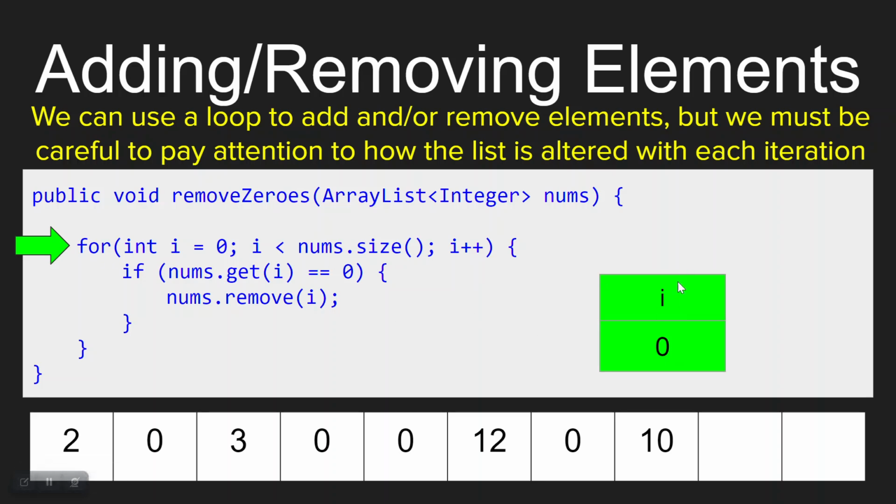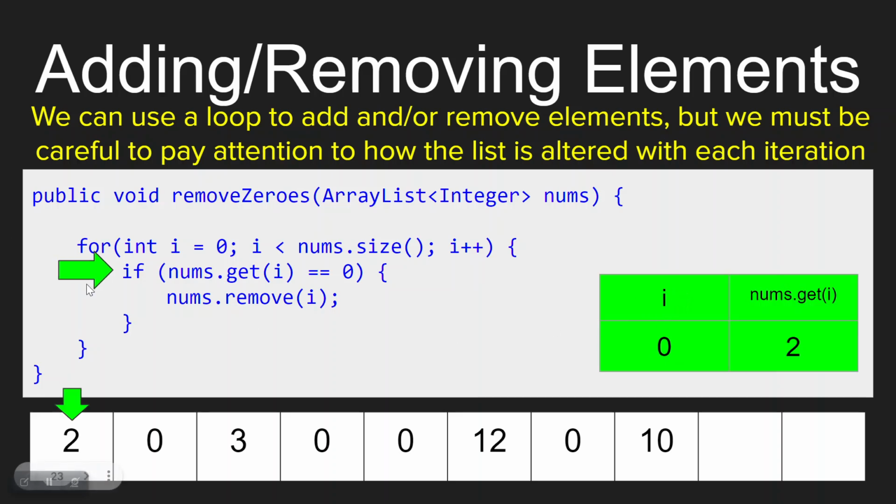So we're going to declare our loop control variable I and set it equal to 0. And so now it's checking if nums.getIndex0, which is the number 2. So over here, I'm just going to track what is nums.getI. Right now it's looking at 2, and it asks if it's equal to 0, which of course it's not, so nothing happens.